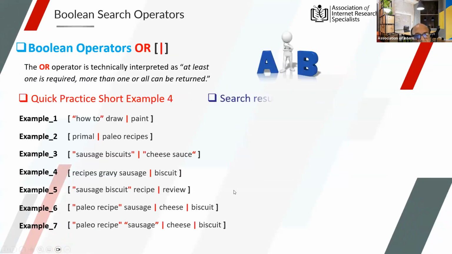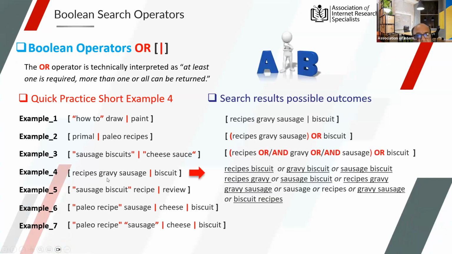In the third one, in the fourth one, recipes, gravy, sausage. And you can see on the left hand side, you have three words. On the right hand side, after the OR, there's just one word. So what will happen is the word sausage and biscuit would be the option, or gravy, sausage, and biscuit would become an option, or recipes, gravy, sausage would become an option against the biscuit.